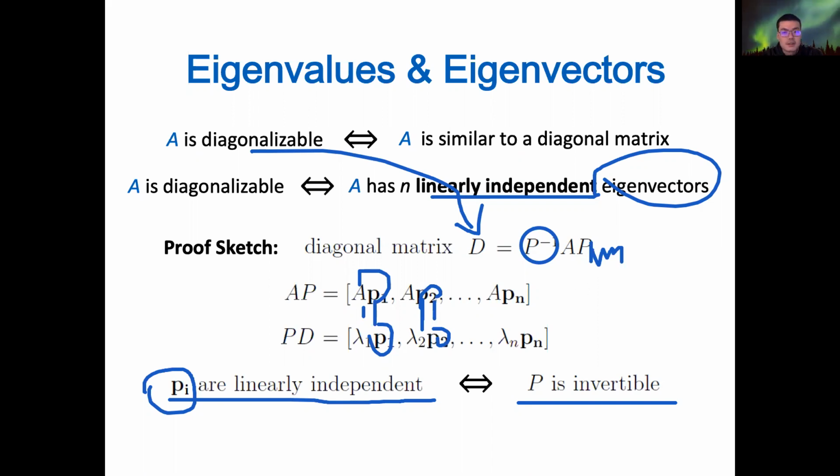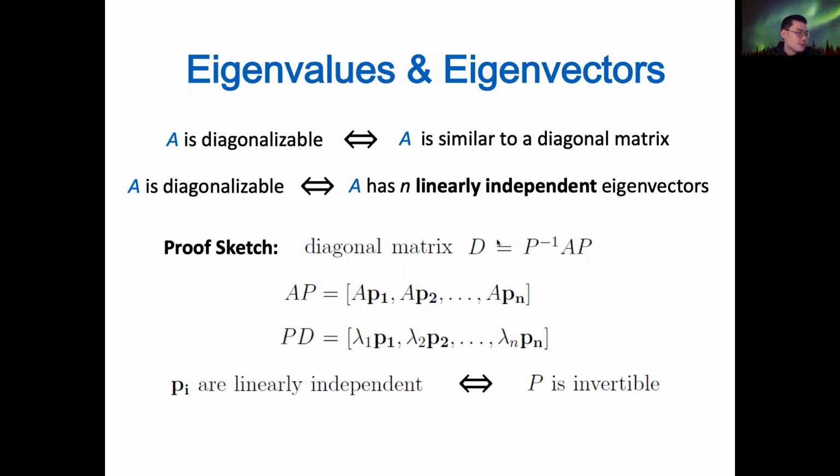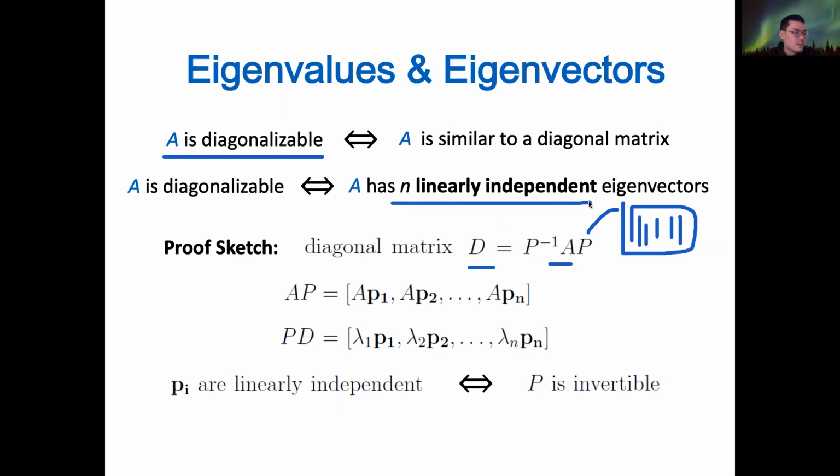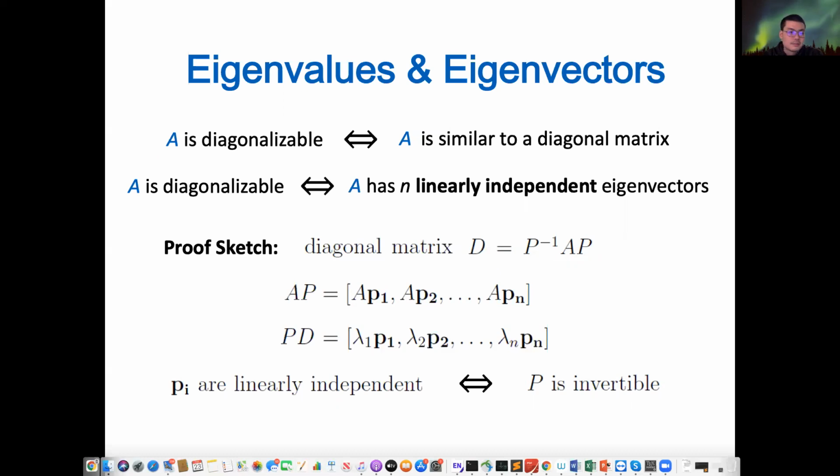So if you look back to this conclusion, it does not just tell you that A is diagonalizable, that A can be similar to a D. It also tells you that if you do this, the columns of this P matrix are its eigenvectors, and they are linearly independent. These n linearly independent eigenvectors are the columns of such a P. So this is what this is telling you.